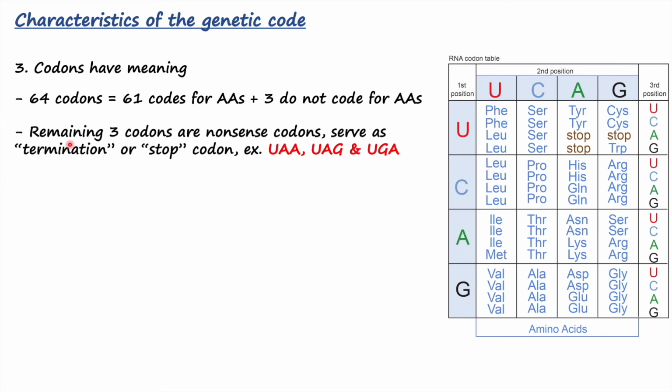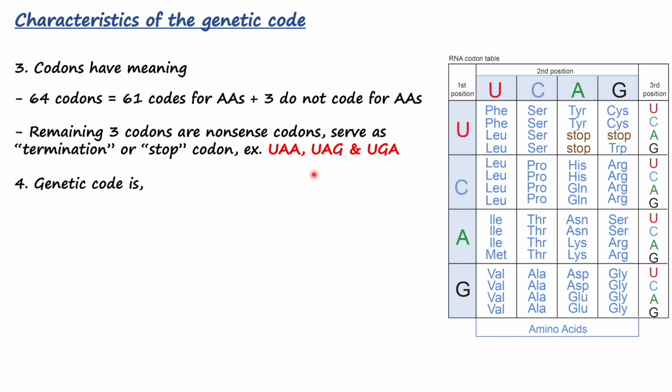So the remaining 3 codons, which are also called nonsense codons, serve as termination or stop codons, and the examples of these codons are UAA, so U, A, and A, then UAG, so U, A, and G, and UGA. So these 3 codons indicate translation termination, and they do not code for any amino acid. That is important to remember.